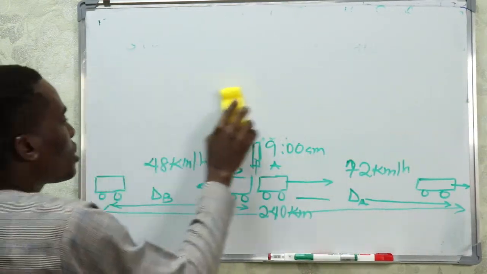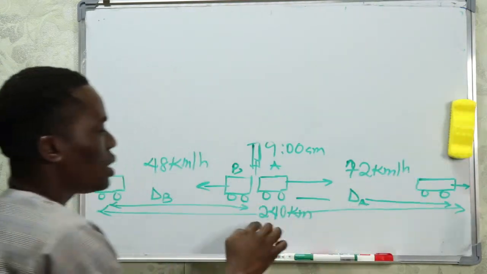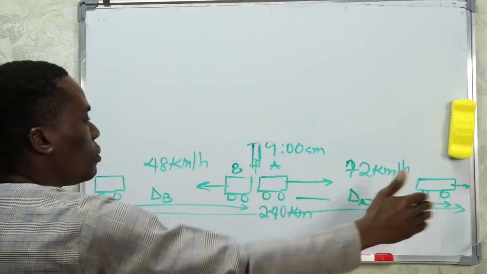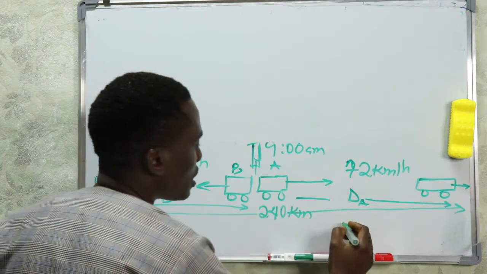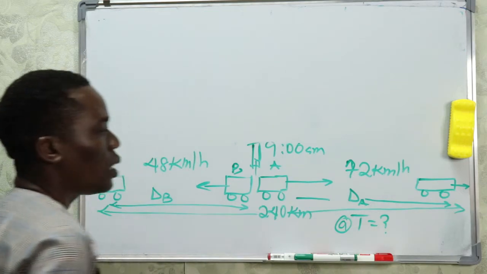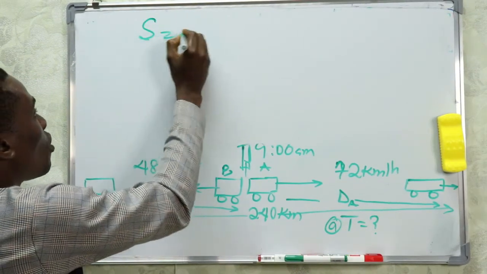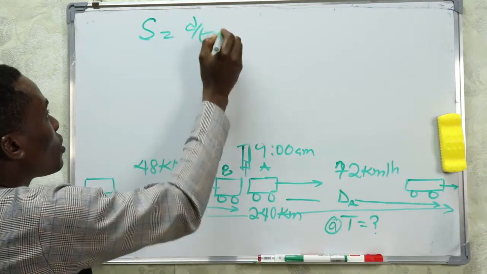Remember the question. The question says, at what time will they be 240 kilometers apart? That is time. T is what we are looking for. Now we know that the speed is equal to the distance over time.